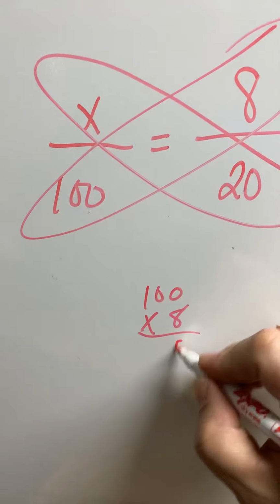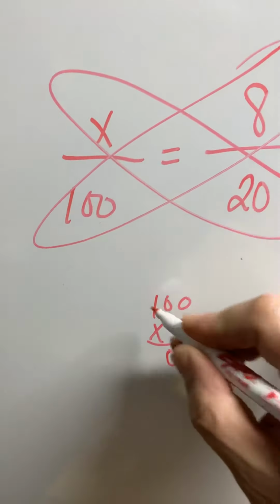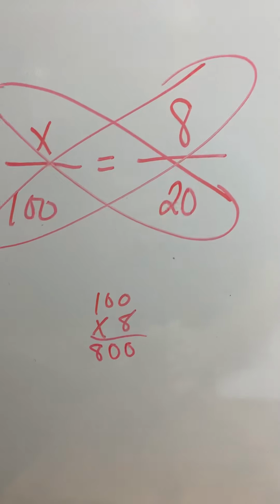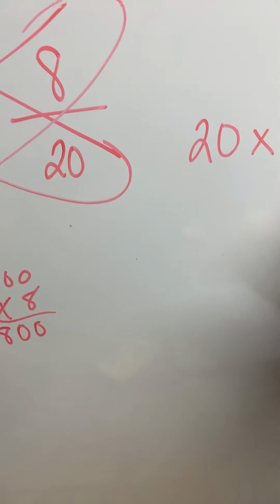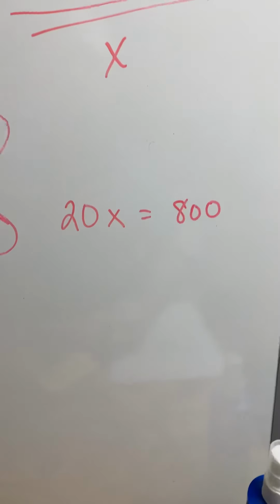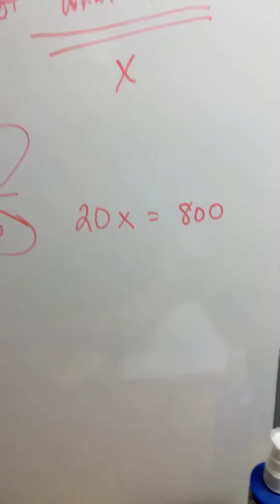8 times 0 is 0. 8 times 0 is 0. 8 times 1 is 8. 800. I like to think about money when I'm solving math problems. So now we have 20x equals 800.